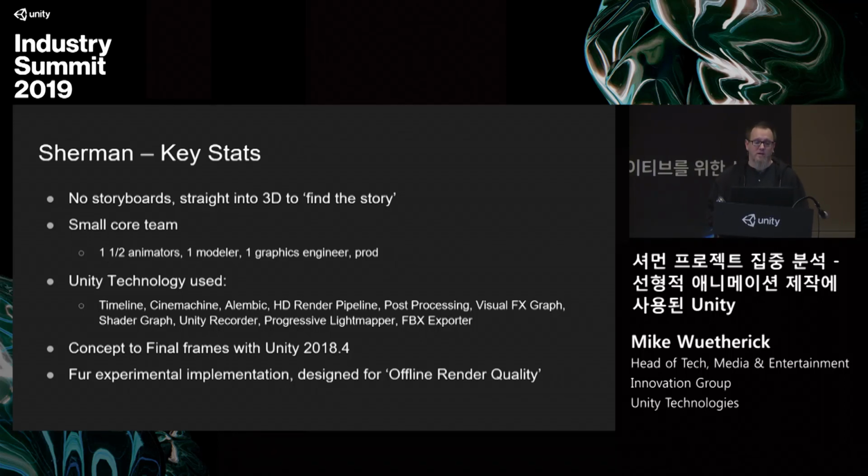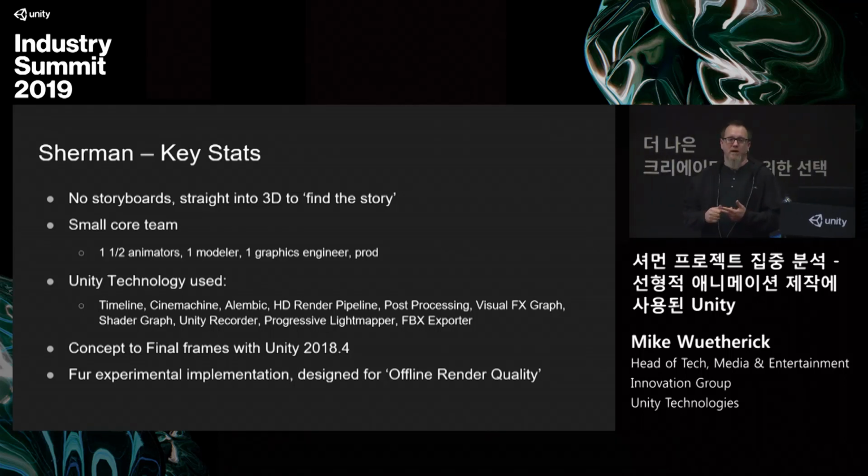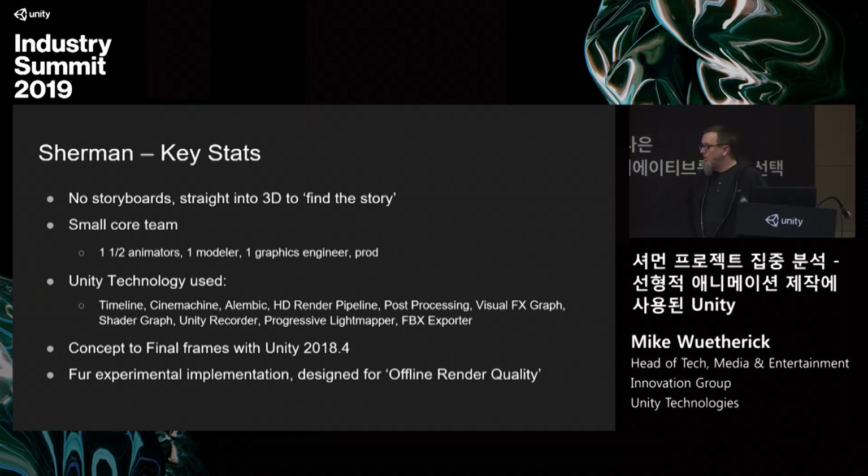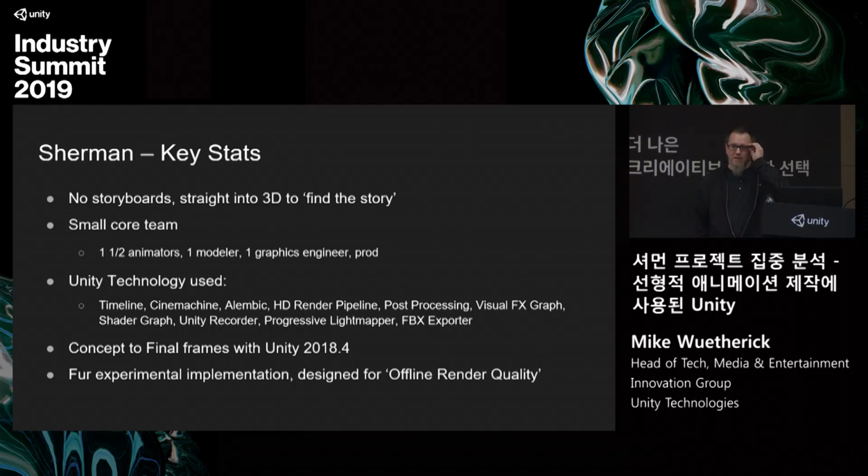We had a very small core team. There's basically one animator. The cinematic director did some final touch-up animation, and there was one modeler, a single graphics engineer, and a producer. As for the technology, it's the usual suspects. Timeline is our non-linear editor, along with Cinemachine and the HD render pipeline, and we did concept to final frames with Unity 2018.4. Obviously, the standout graphics feature is the fur implementation, which I'll talk a little bit more about.